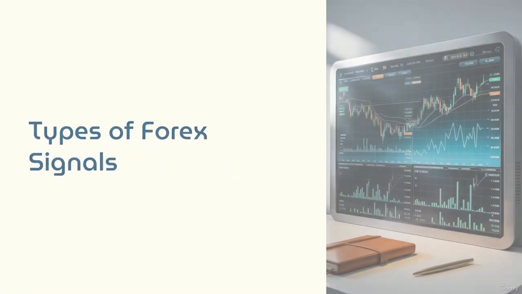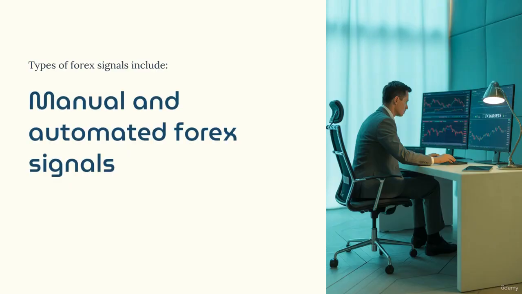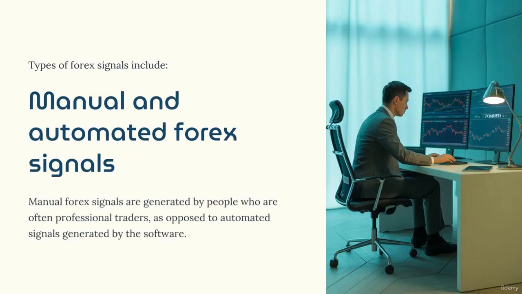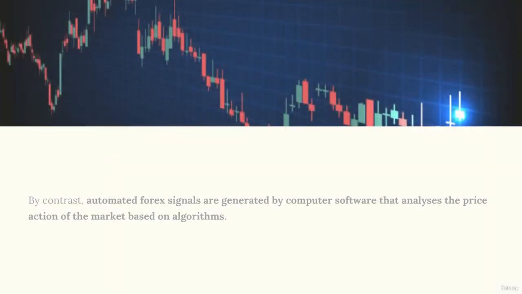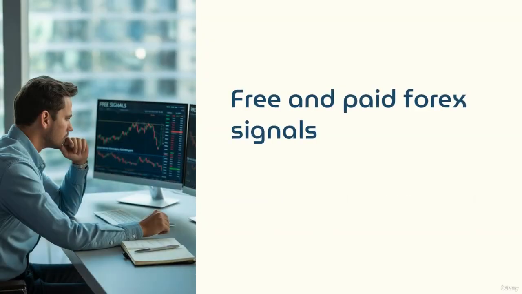Types of Forex signals. Types of Forex signals include manual and automated Forex signals. Manual Forex signals are generated by people who are often professional traders, as opposed to automated signals generated by the software. By contrast, automated Forex signals are generated by computer software that analyzes the price action of the market based on algorithms.